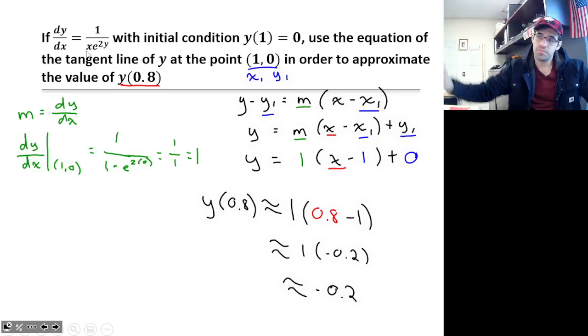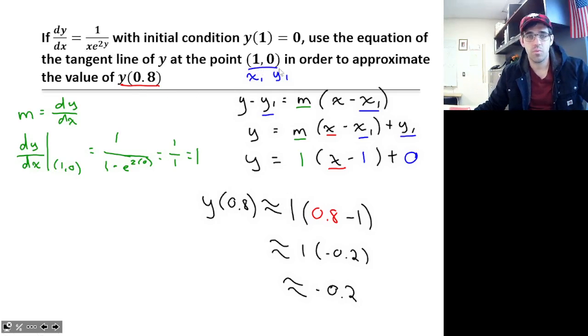And so if our initial condition is at 1, 0, we can find the slope of our function when x equals 1. Again, the slope is going to be 1 for this one. And if we take our slope and our initial condition, we can set up an equation of that tangent line, and we can estimate any x value on the original function that's close to the value x equals 1. So if I want to find y of 0.8, I'd say 0.8 is pretty close to 1, so we can use linear approximation and get a decent estimate for what that would be.